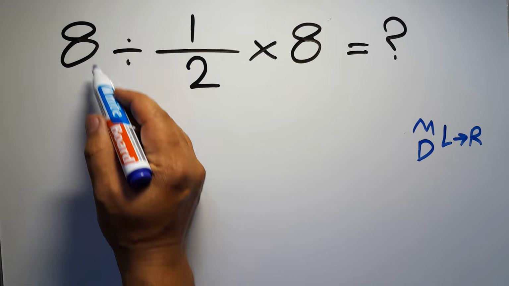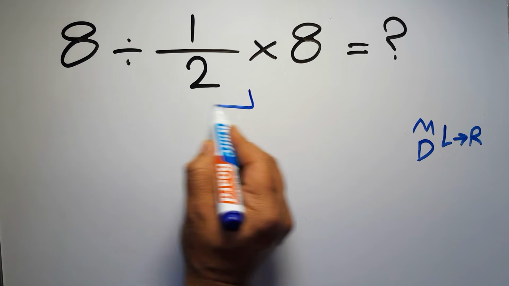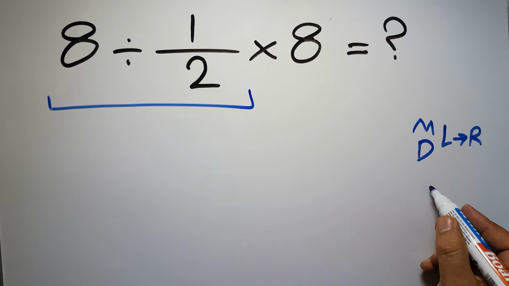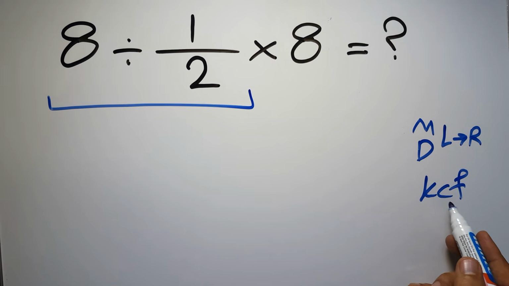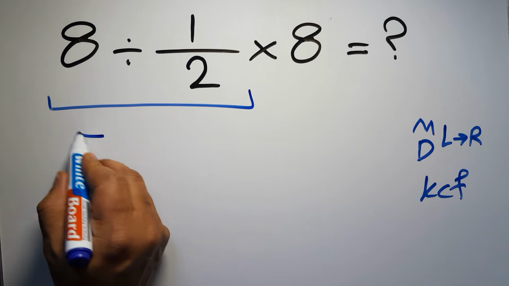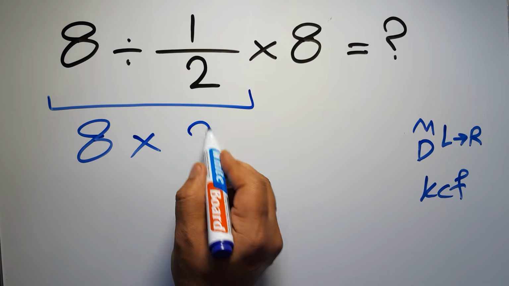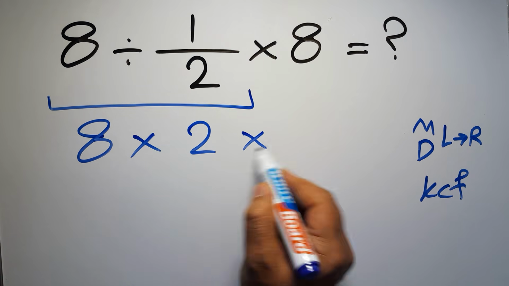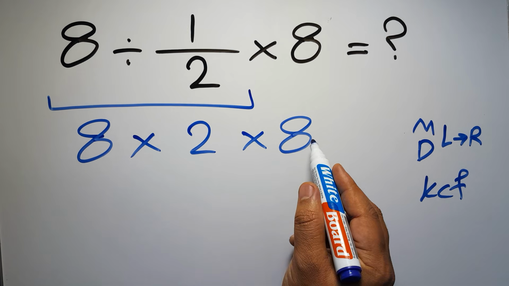So first we have to do this division: 8 divided by 1 over 2. According to the KCF rule, K stands for keep, C stands for change, and F stands for flip. We can write: keep the first fraction, change division to multiplication, and flip the second fraction. And here we have times 8. Okay, 8 times 2 times 8.